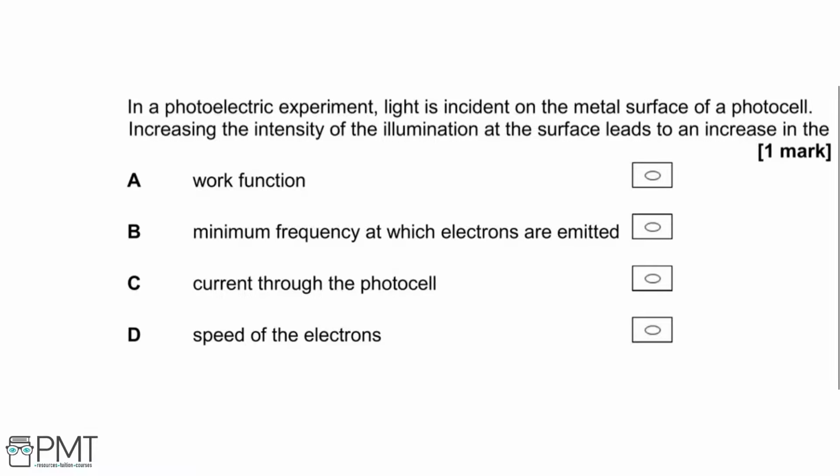Well, the light is incident on the metal surface of a photocell. That metal itself doesn't change, so the work function doesn't change. Remember, the work function is specific to the type of metal being used, so that's incorrect.